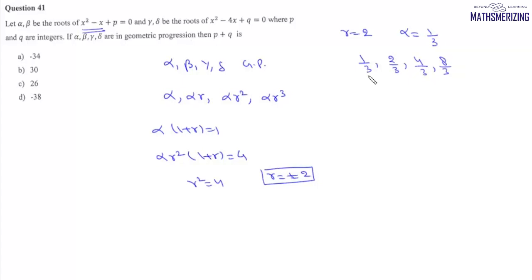Now p is product of roots. Now in this case, value of p is a fraction which is not an integer. So that means this case will not give us the values of p and q. So we have to consider the second case when the value of r is minus 2.